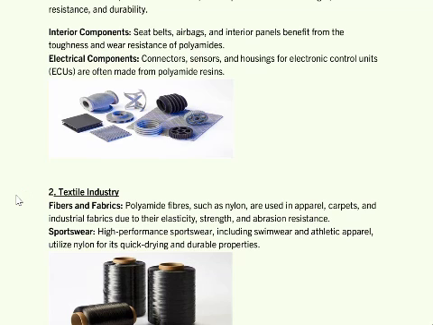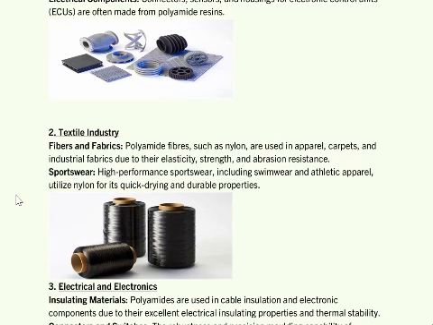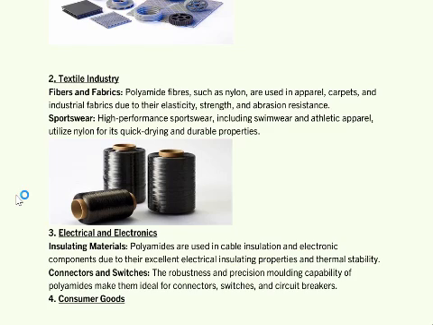Another one is the textile industry. The textile industry includes fibers and fabrics. Polyamide fibers such as nylon are used in apparel, carpets, and industrial fabrics due to their elasticity, strength, and abrasion resistance. Sportswear also includes polyamide in it. High performance sportswear, including swimwear and athletic apparel, utilizes nylon for its quick drying and durable properties.